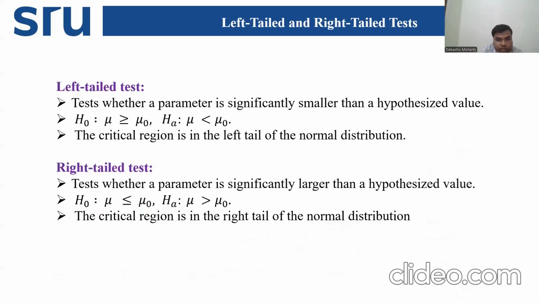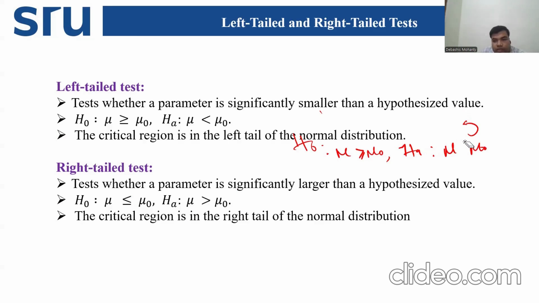Next, coming to the important thing, that is the left-tailed and right-tailed test. So what is the meaning of a left tail test? It tests whether the parameter is significantly smaller than a hypothesized value. That means in the left tail, the null hypothesis is mu is greater than or equal to mu naught, and the alternative hypothesis is mu is less than mu naught, that is, smaller than a hypothesized value.